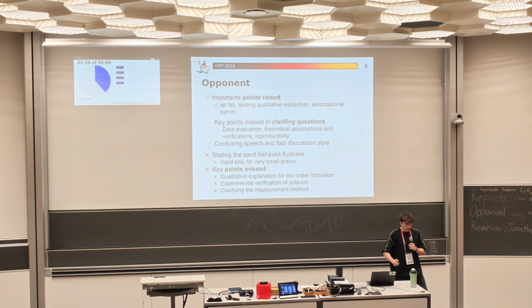Now, to the opponent, we saw some quite important points raised, such as the air fall lacking qualitative explanation, and the rotational symmetry, which we believe is experimentally extremely hard or basically impossible to actually achieve due to inconsistencies in simply water and the grains. However, we didn't quite like the clarifying questions here, such as the data evaluation and the theoretical assumptions were not mentioned here.